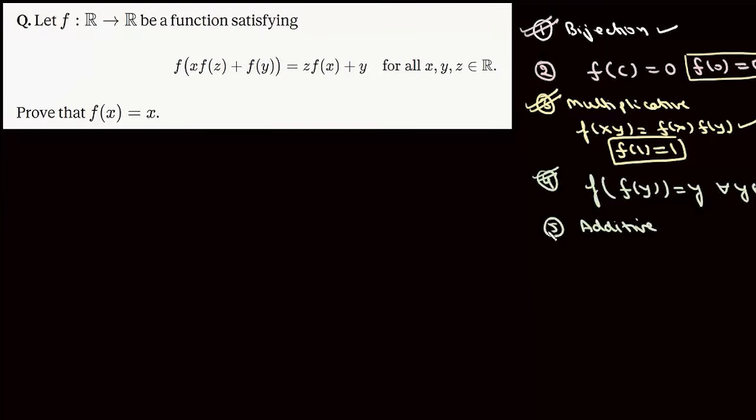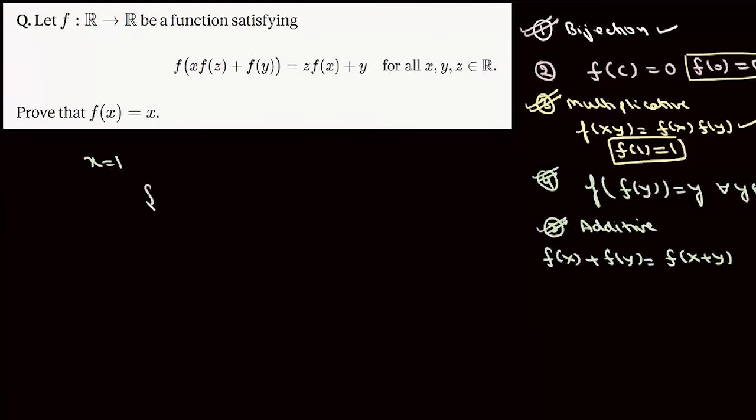So basically, this function is a Cauchy's equation. So essentially, we need to prove f(x) plus f(y) is f(x plus y). Now, looking at this structure, we have f(x) plus f(y) and f(x plus y). So what we'll do is, we'll put x as 1.